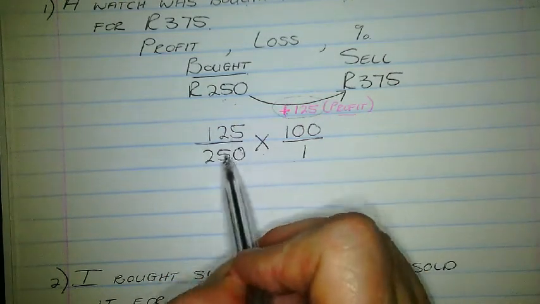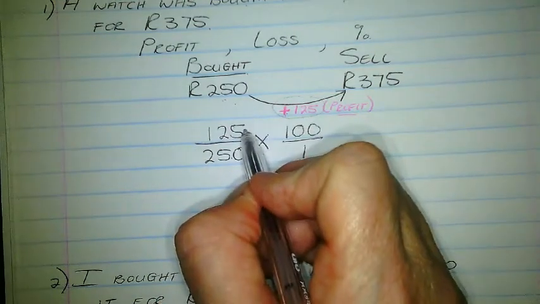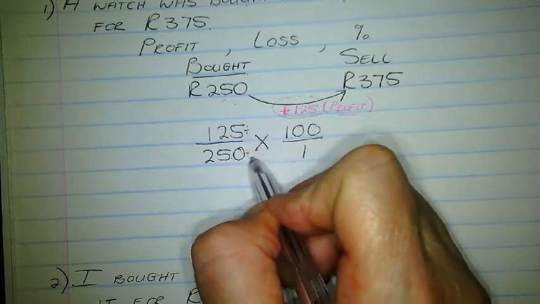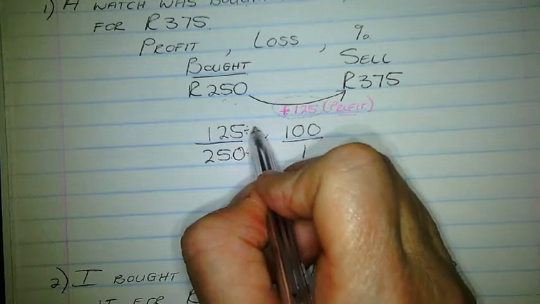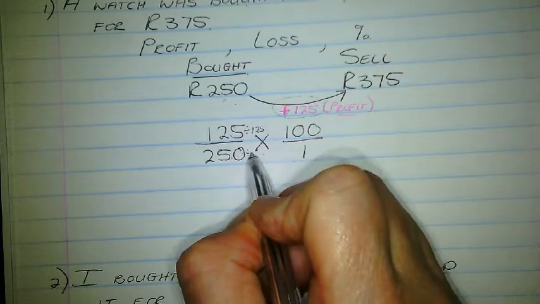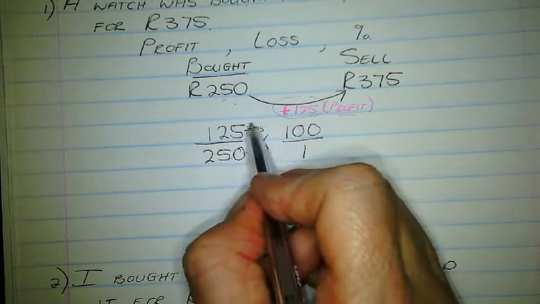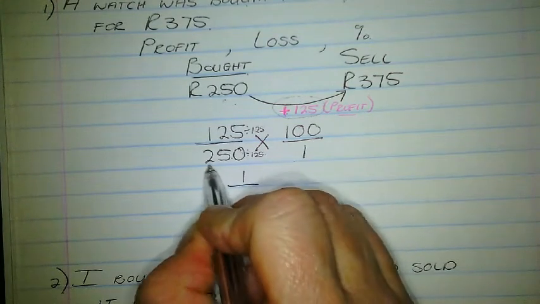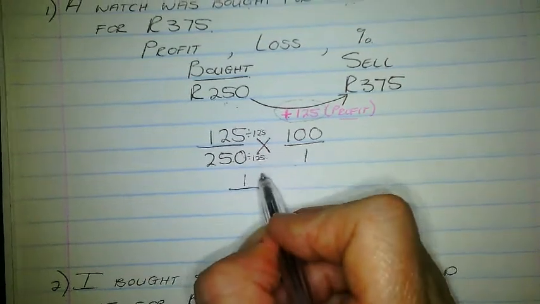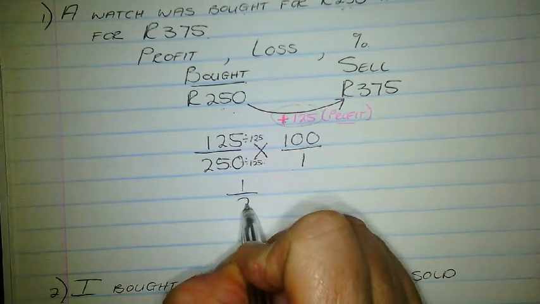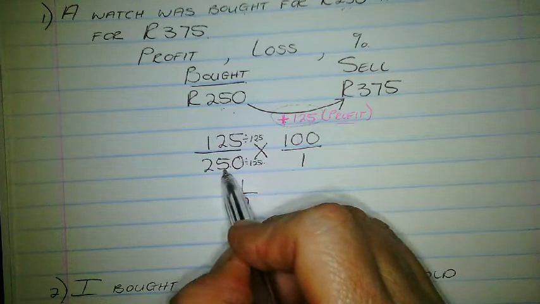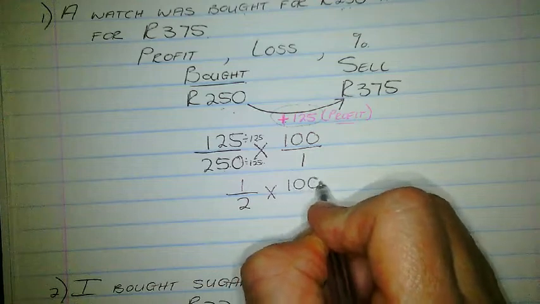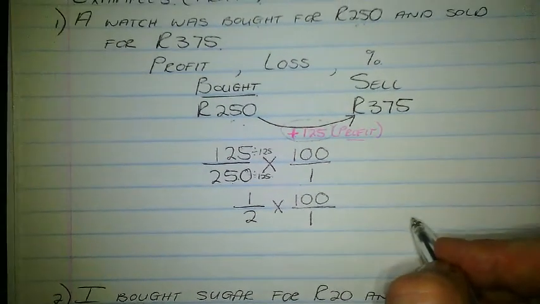Because we're using these big numbers, for me it's easier to simplify this fraction first. So if I divide with 5 every time, or I can divide with 125 just to make it quicker. You can decide for yourself. So then 125 divided by 125 is going to be 1, and 250 divided by 125 is going to be 2. So you can also see 125 is the half of 250. Keep your 100 over 1 there, because you still have to do the calculation of the percentage.